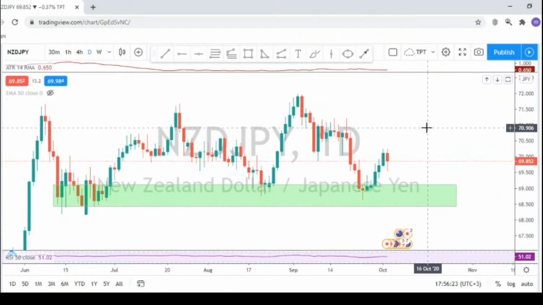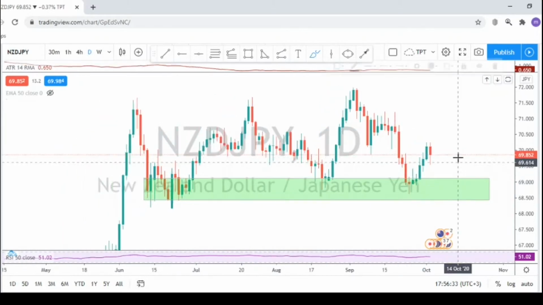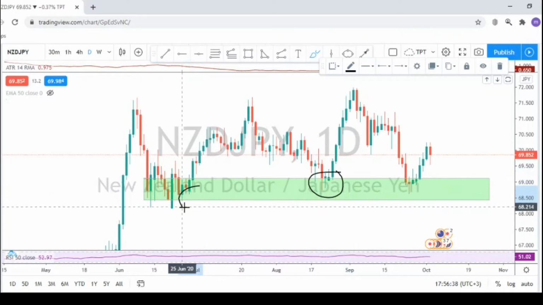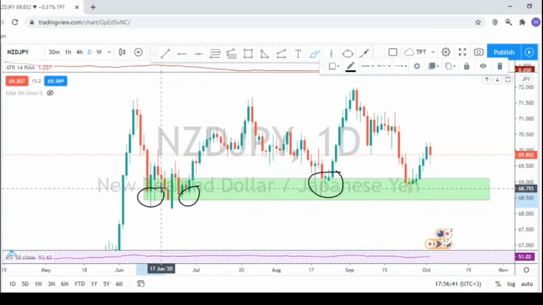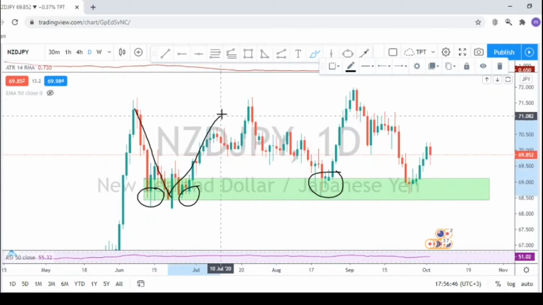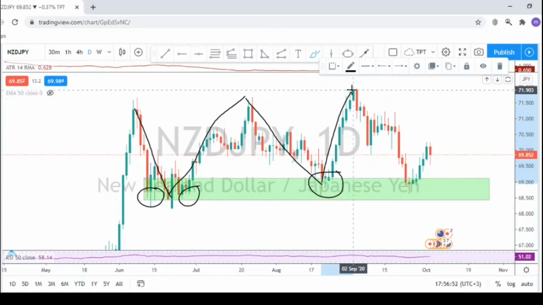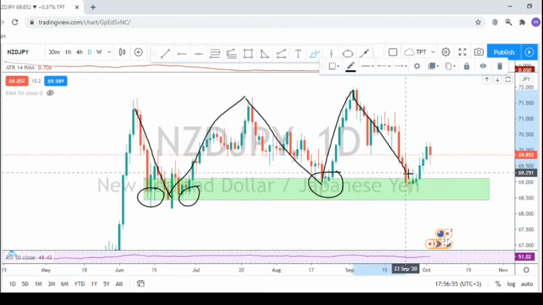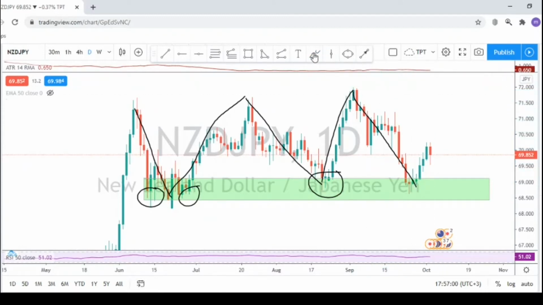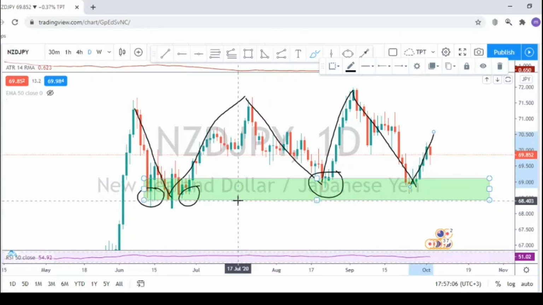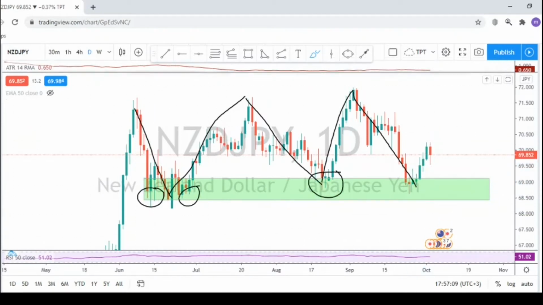This is a strong level of structure, and it was tested here as support, and here as support, and here as support. When this market came to this level of structure, there was a massive push up. When it made a pullback to this level, there was a massive push up. When it came back to this level of structure, I was expecting this market to provide support here and to go to the upside, and this came exactly as I predicted.